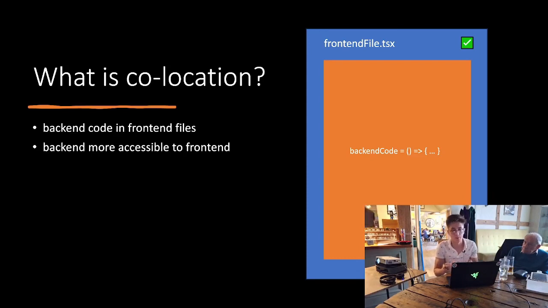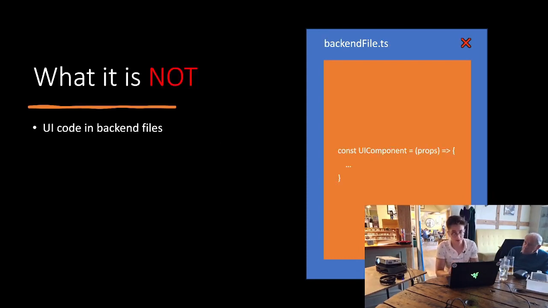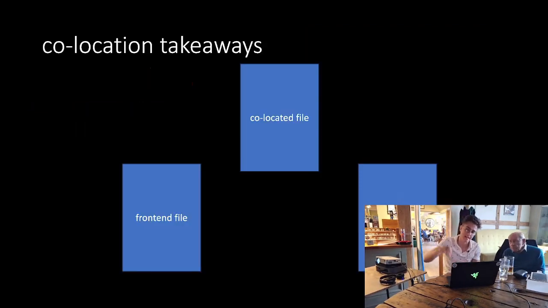Now I want to say what it is not: UI code in backend files. It's not just some UI that is in the backend. I just want to make this very clear. It is a file that gets split into two, actually. A co-located file gets served as a front-end file and a back-end file, and it is just making it easier from the front end to call the back end in some nice ways.